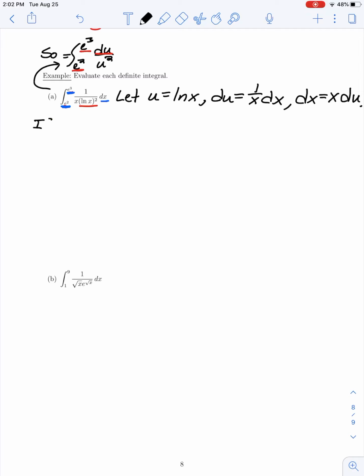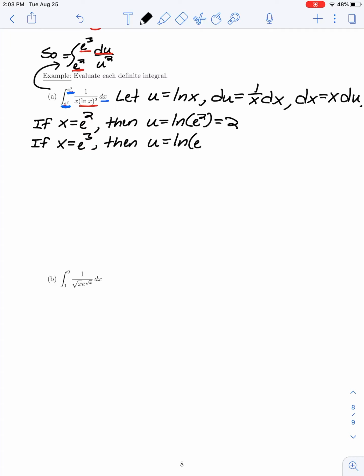So let's start by looking at our lower limit of integration, which was x equals e squared. Now, if x is equal to e squared, then u, which is given by the natural log of x, is the natural log of e squared, or 2. And for our upper limit of integration, which was x equals e cubed, we find that u, the natural log of x, so the natural log of e cubed, would be 3.